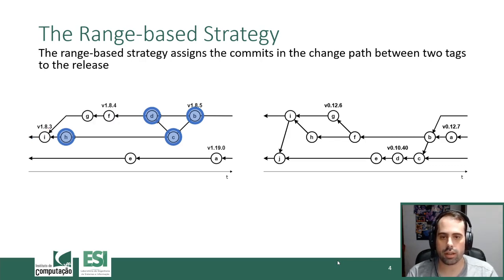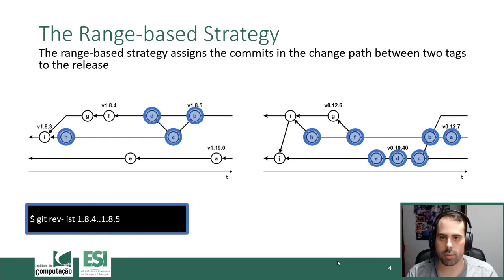Let's do it again in the other sample. First, we select the reachable commits. Then, we select the base release reachable commits. Next, remove all the base release reachable commits. The following Git command implements the range-based strategy.